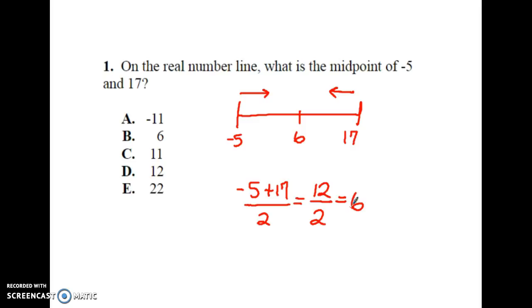And then before you walk away from the problem, make sure that that's truly the midpoint. So 6 is 11 units away from 17 in that direction, and 6 is also 11 units away from -5 in the opposite direction. So B, the midpoint, is 6.